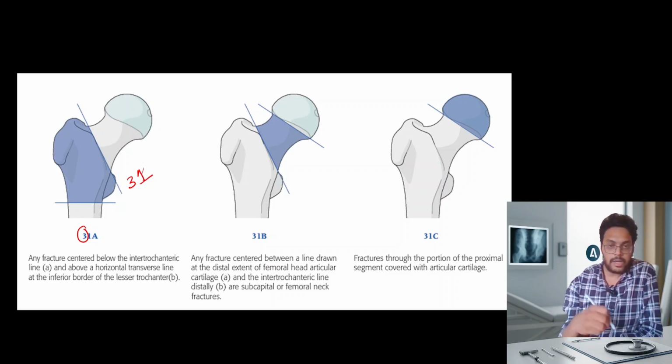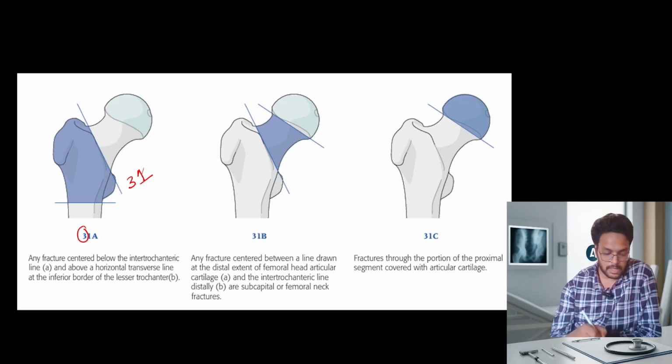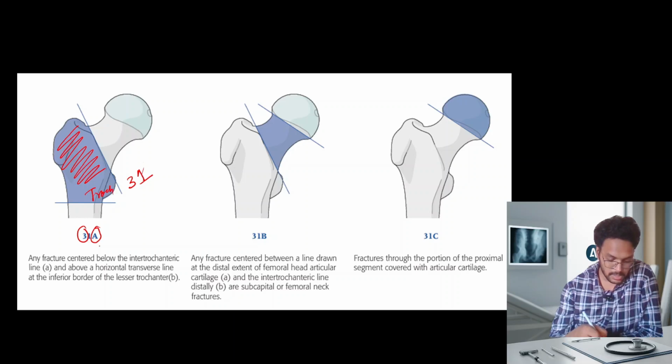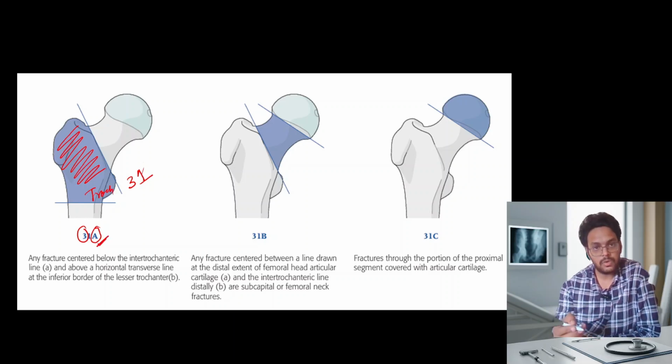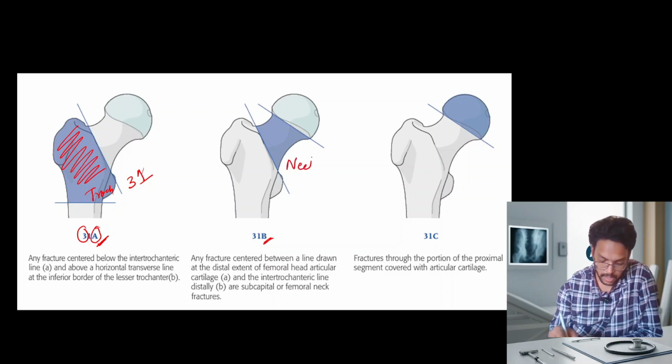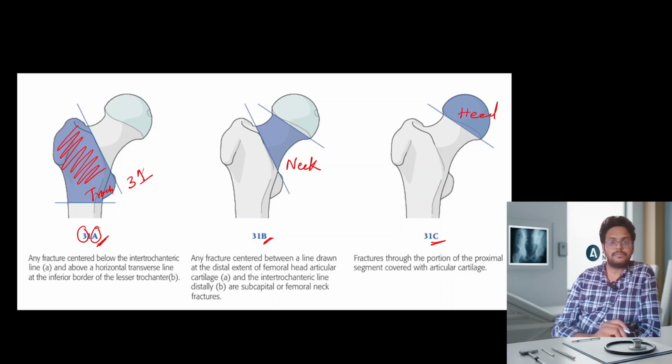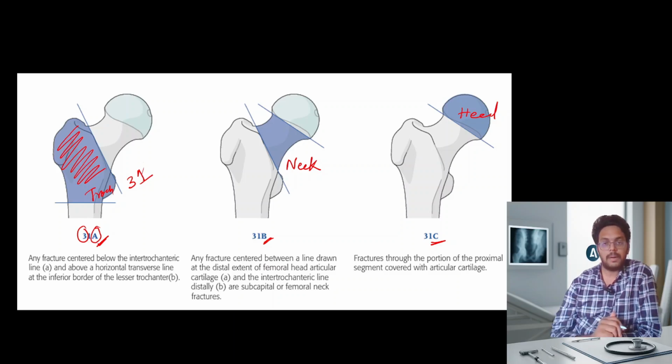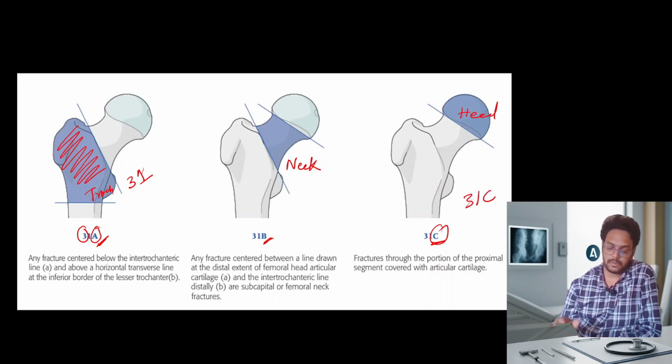Here in A, B and C, A is the trochanteric region. It goes from below to above. So A is the trochanteric region, B is the neck fractures, and C is the head fractures. So head fractures come in type C of the AO classification. 3-1C means it's a femoral head fracture, 3-1B is a neck fracture, and 3-1A is a trochanteric region fracture.